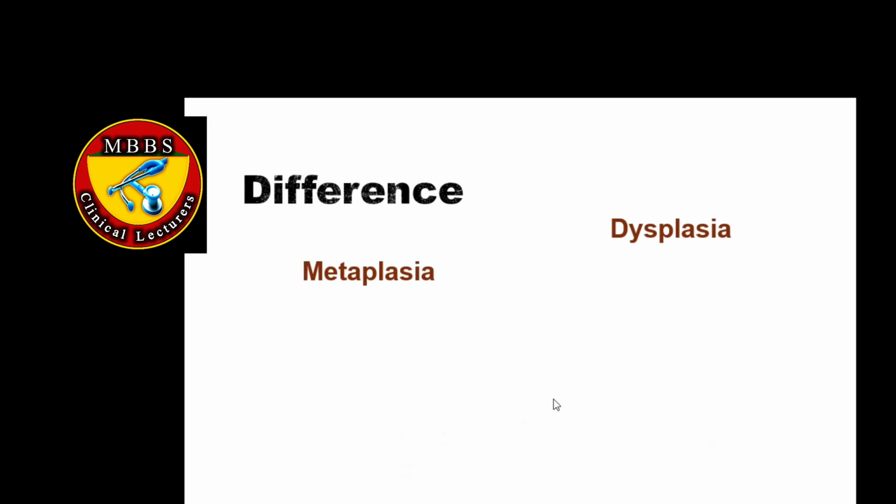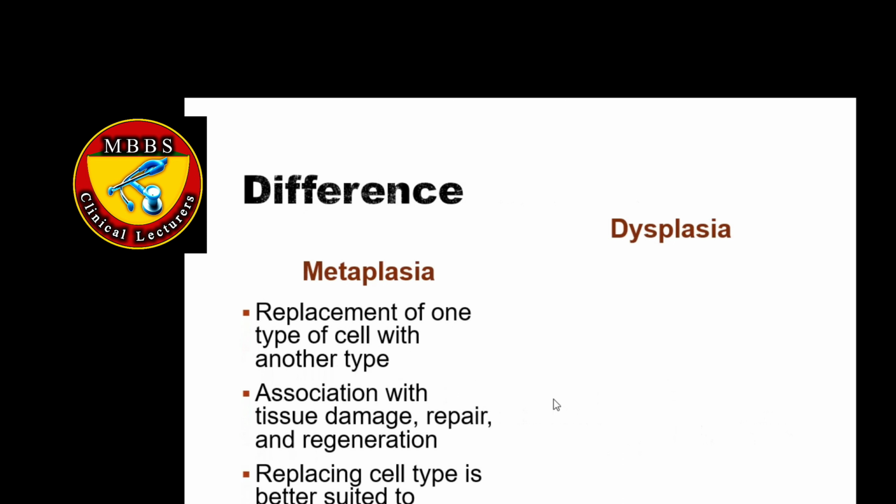Now, coming to the difference between metaplasia and dysplasia, this is one question that we ask a lot. So metaplasia is nothing but replacement of one type of cell with another type of epithelium or cell, and it is associated with certain tissue damage or repair and regeneration. The replacing cell type, that is a new cell type, is better suited to that particular environment. For example, in a smoker, as you know, the respiratory epithelium is transformed into stratified squamous epithelium.